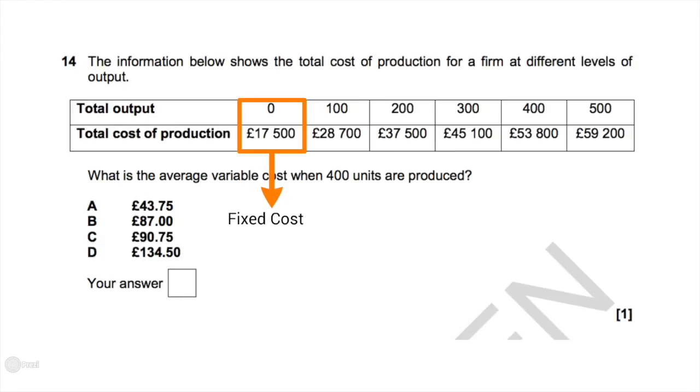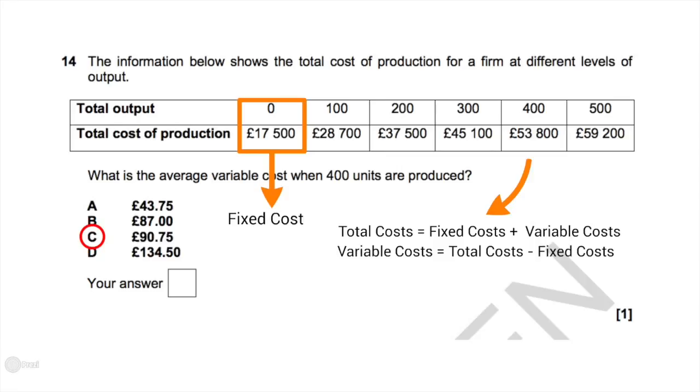So as we know that total costs are fixed costs plus variable costs, we can rearrange that formula to get variable costs equals total costs minus fixed costs. So our total costs when we're producing 400 units is 53,800, and our fixed cost, like I've said, is 17,500. So we do 53,800 minus 17,500, which gives us 36,300.